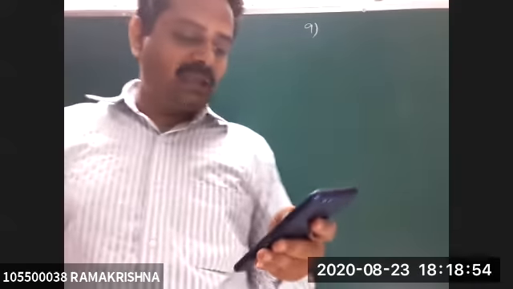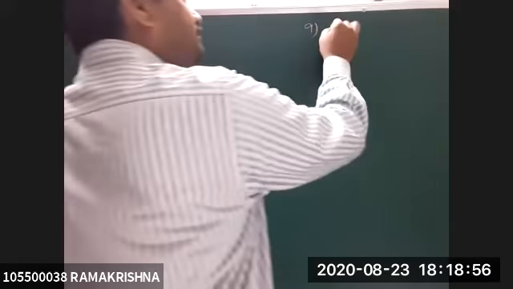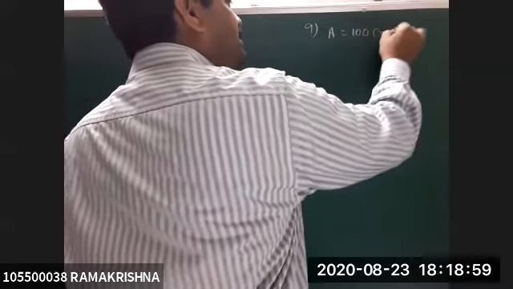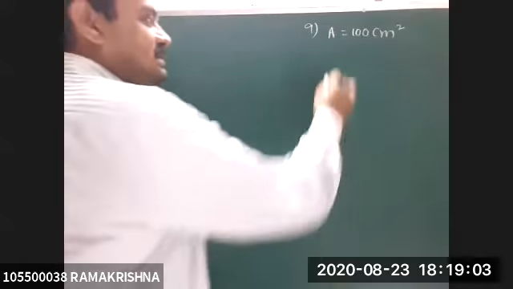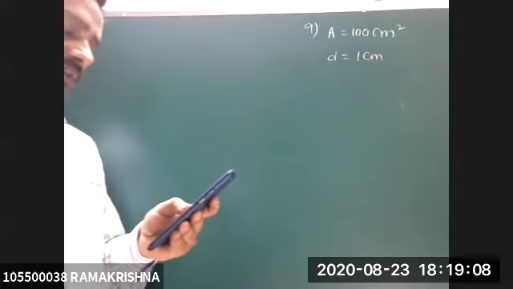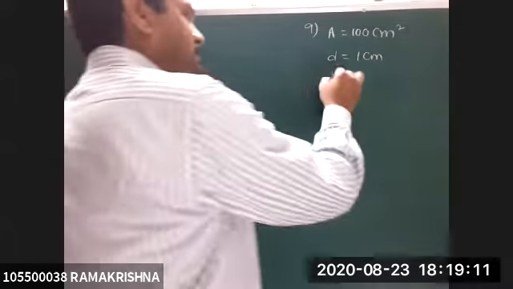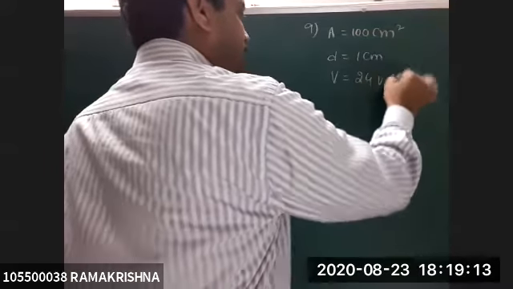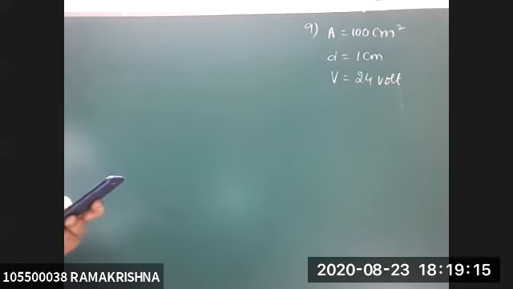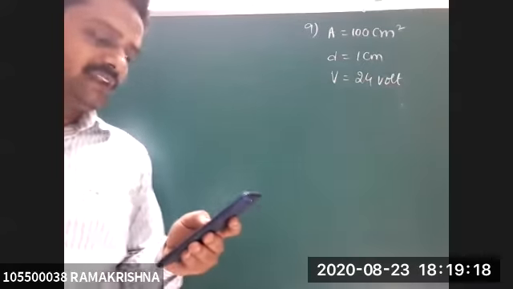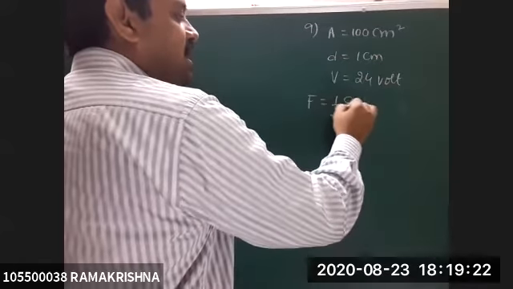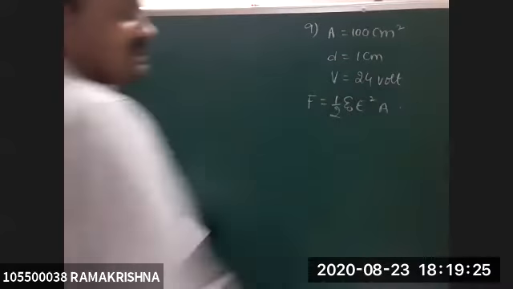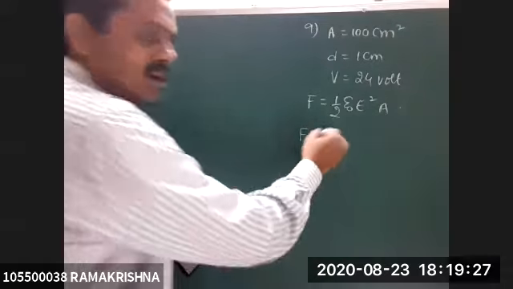A parallel plate capacitor with plate area A equal to 100 centimeter square, and the separation between the plates d equal to 1 centimeter, is connected across a battery of EMF E equal to 24 volts. These are the given values. What is the force of attraction between the plates? We know the expression for the force of attraction between the plates is half epsilon naught E square into A. It is the basic formula. Now substitute all the values.